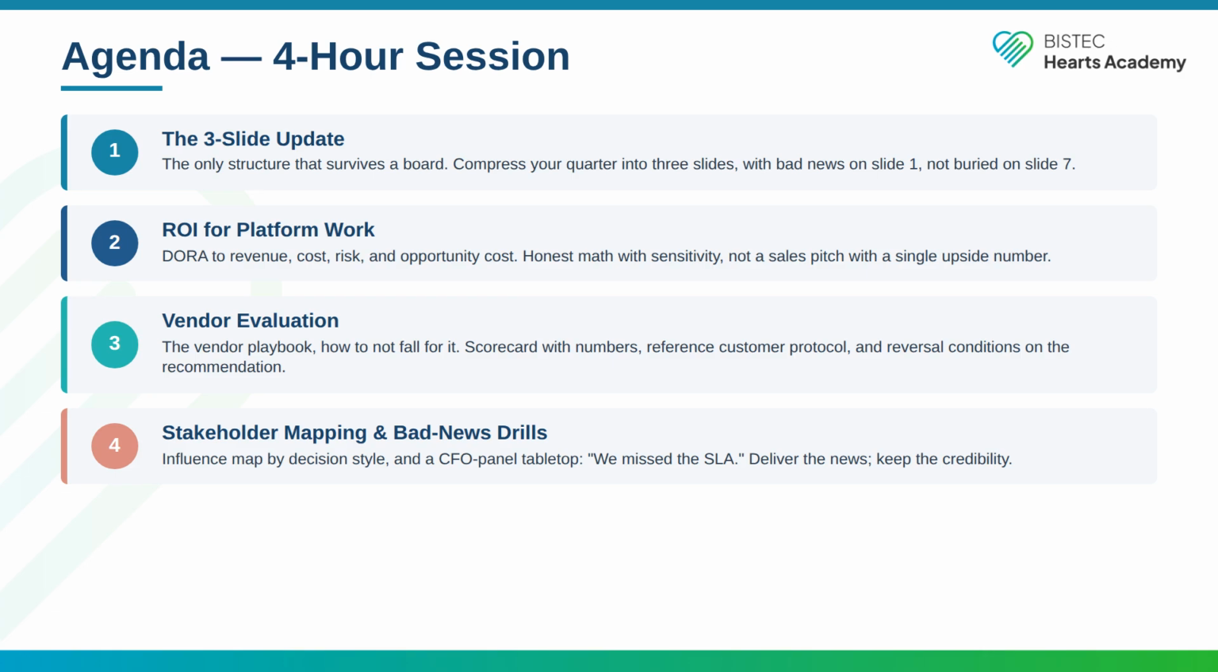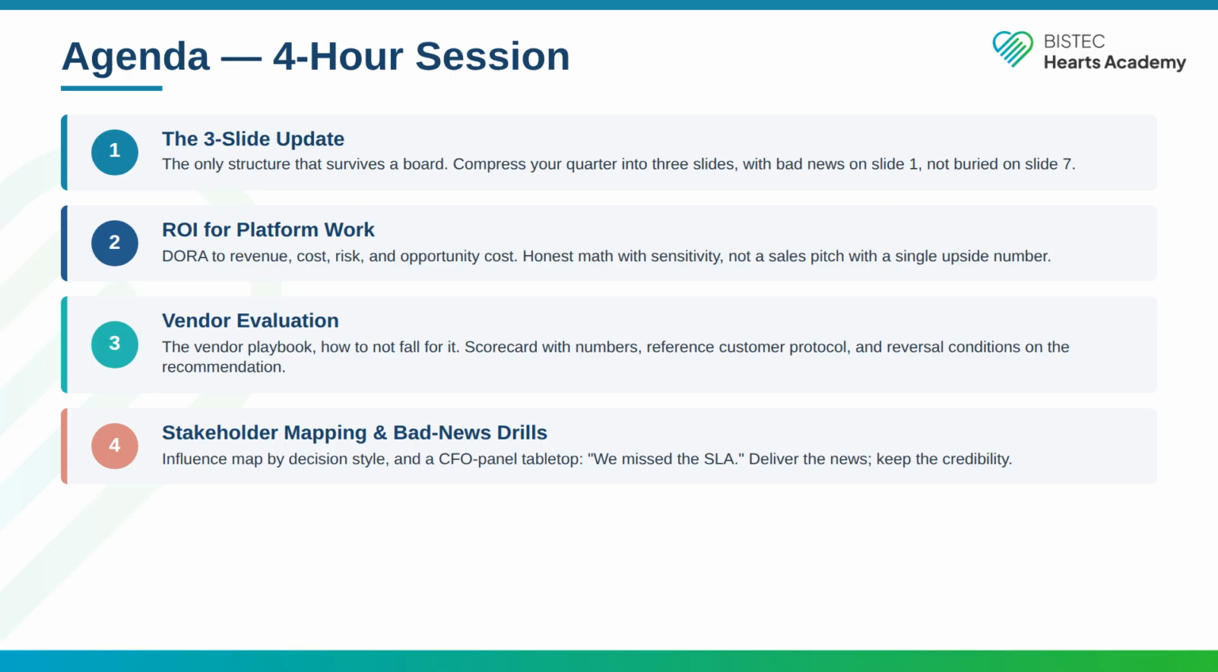Hour 2 is ROI for platform work. DORA to revenue, cost, risk, and opportunity cost. The honest math has 4 value lines, not 1. Sensitivity in low, base, high. Reversal conditions. The deliverable is a 1-page ROI memo a CFO would actually fund.